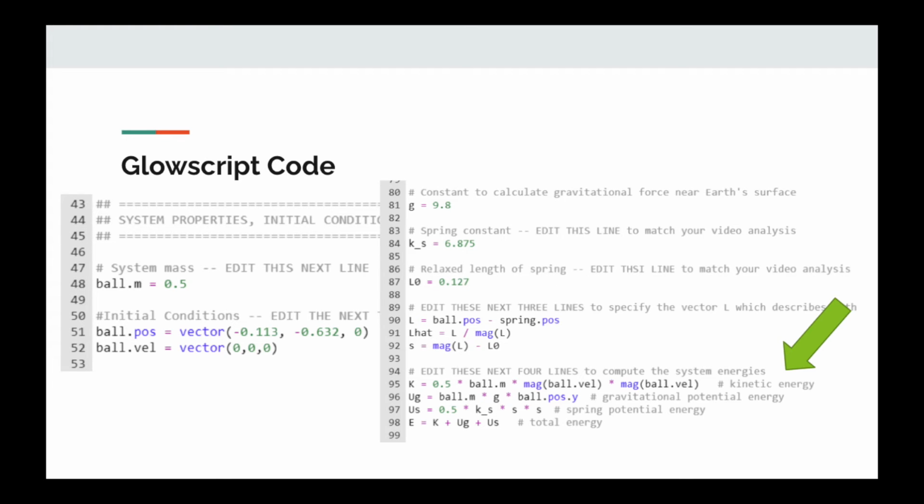So for my GlowScript code, I put in the initial conditions, which are at the top. So we have the ball mass, and then the initial position, and initial velocity. And then down near the arrow, I use the equations for the kinetic energy, the gravitational potential energy, the spring potential energy, and the total energy.